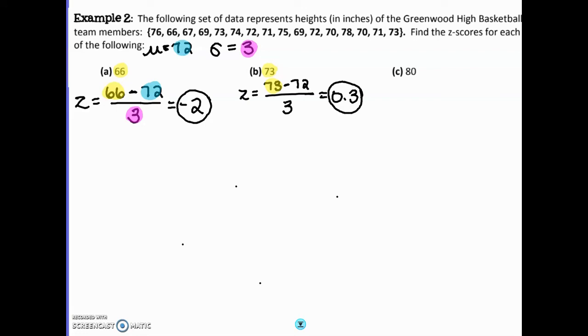Awesome. Last one. Say I was 80 inches tall. Again, not true. I type that in, subtract the mean from it, and divide by my standard deviation of 3. My answer comes out to be 2.7. And that is how I find my z-scores.